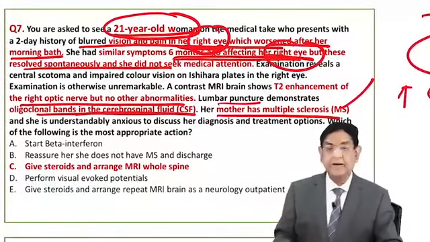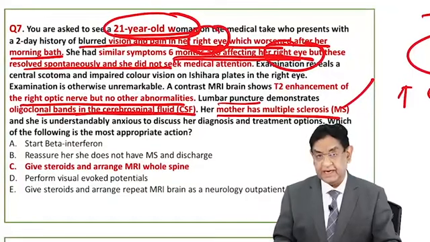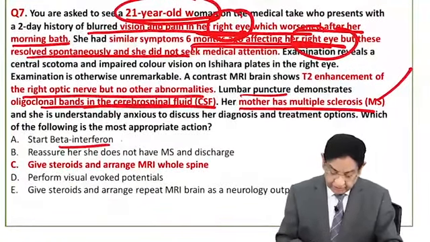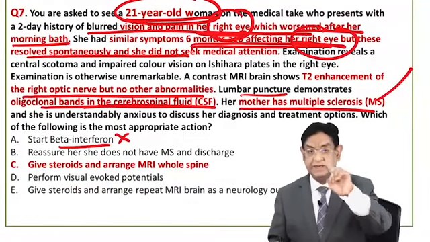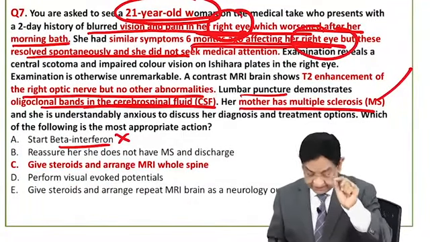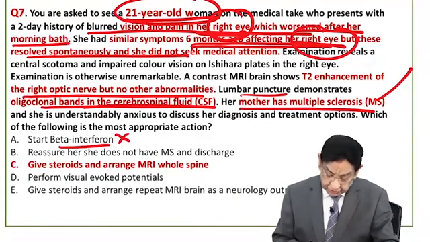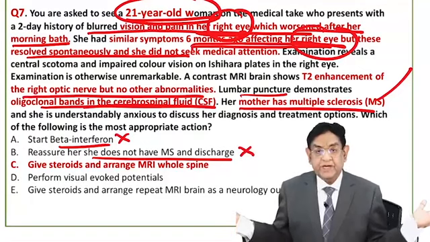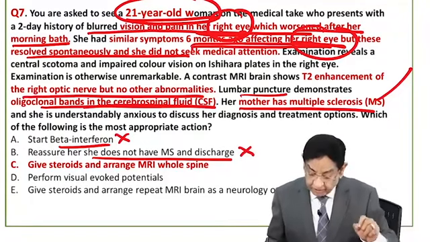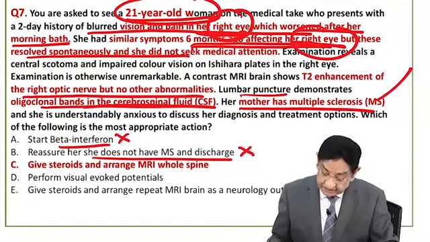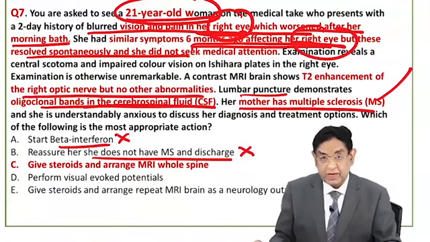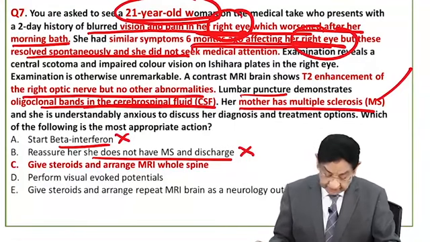So the patient has come to us and we don't want to waste time. Start beta interferon? No way. It is not a treatment of acute attack, it's prophylactic. Reassure that she doesn't have MS and discharge? No way. She already had a problem 6 months back, and again she has a problem. So no way, you can't send her home like this.